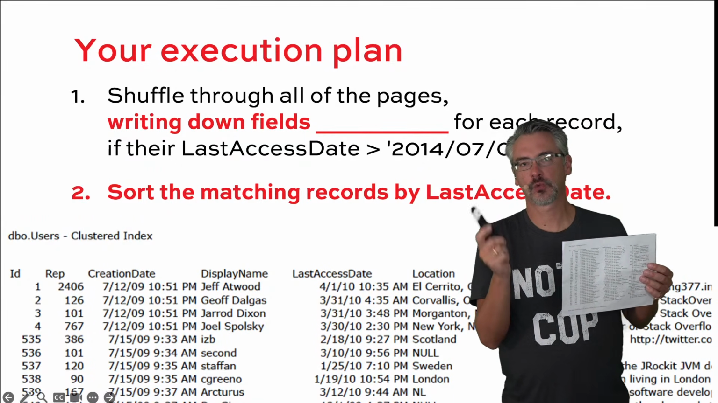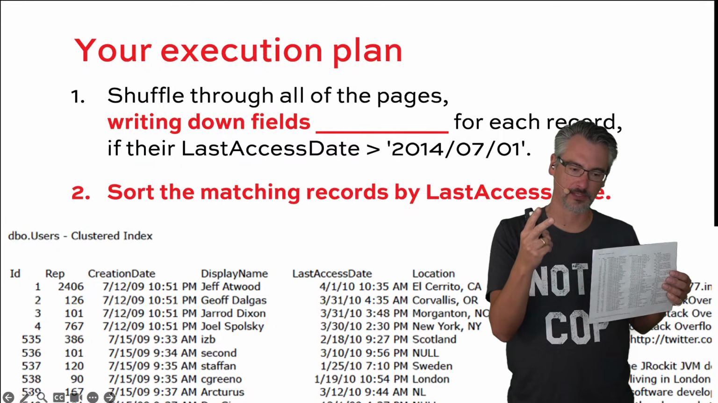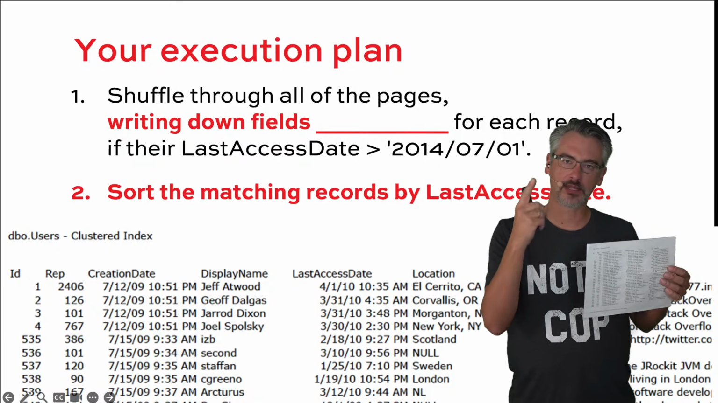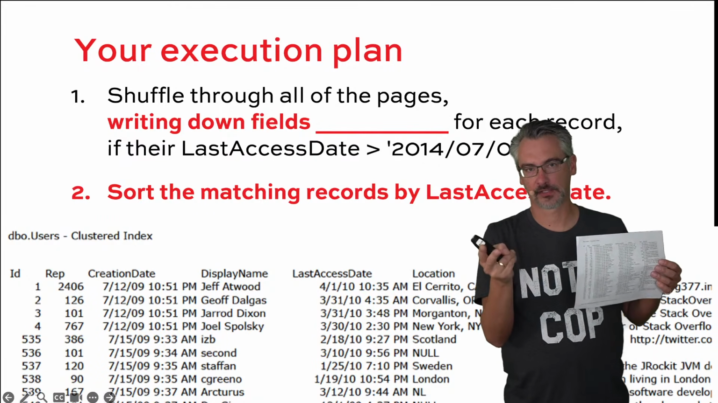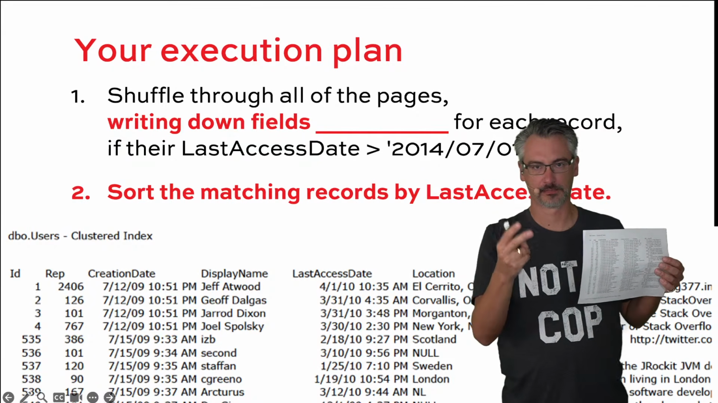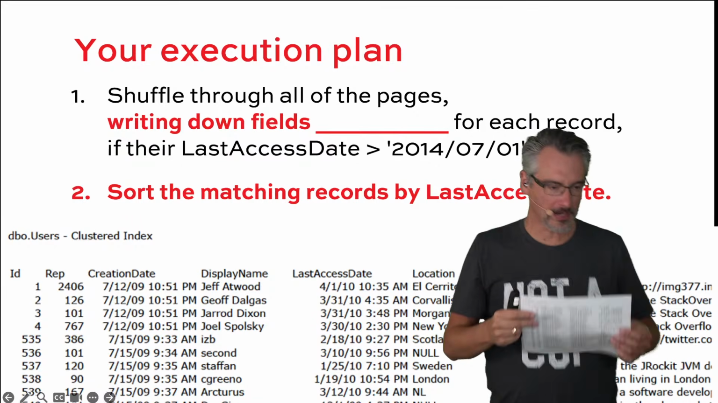You have to sort them by their last access date. So you really have to write down two things. You have to write down their ID, and you have to write down their last access date. Alex nails it. Yeah, a couple of you will nail it. Montreux nails it as well. So where am I going to write those?